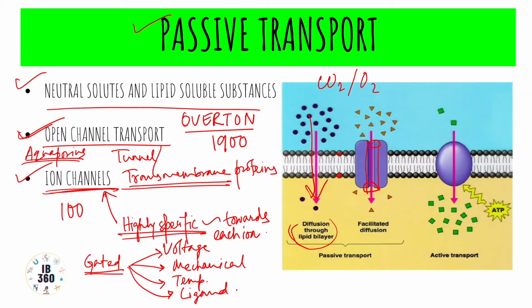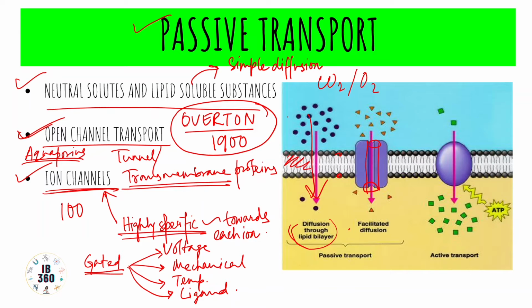Okay, so under passive transport, we have studied neutral solutes or lipid soluble substances, which can get transported across the membrane through simple diffusion. And from this, Overton in 1900 proposed that cell membranes must be made of lipids. That's why lipid soluble substances can so easily move across the cell membrane through simple diffusion, because lipid soluble substances are also hydrophobic, and the inner environment of the cell membrane is also hydrophobic.